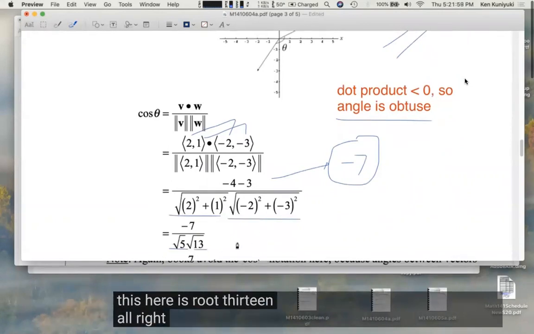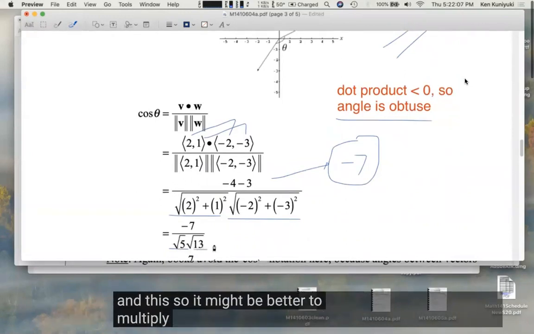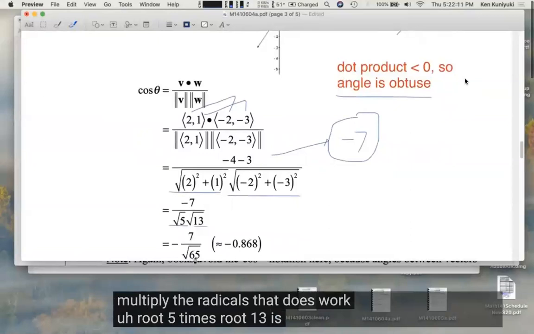All right. Now, you could work this out, but be careful. There's a double division here. You're dividing negative 7 by this and this. So it might be better to multiply the radicals. That does work. Root 5 times root 13 is root 5 times 13, which is 65.